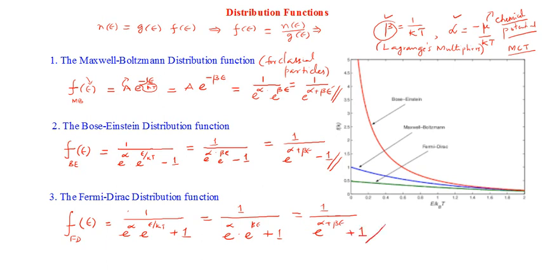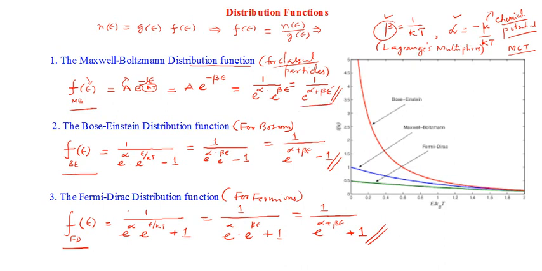So this is the final equation I want you to memorize. Now you look at the three distribution functions, f of MB, f of BE, and f of FD. f of MB is applicable for classical particles. f of BE is applicable for bosons, and f of FD can be applied to any fermionic system like electron, proton, neutron, etc., for fermions.